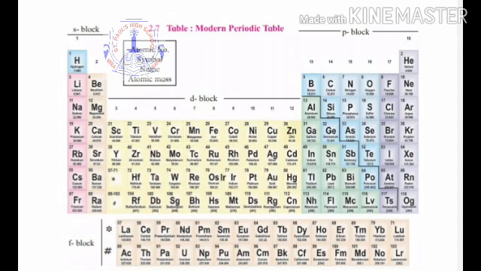We'll quickly revise now. Okay, the first period is the shortest period consisting of only 2 elements. The second and the third period is a short period consisting of 8 elements each. The fourth and the fifth period is the long period consisting of 18 elements each. The sixth is the longest period consisting of 32 elements, and seventh is called an incomplete period.